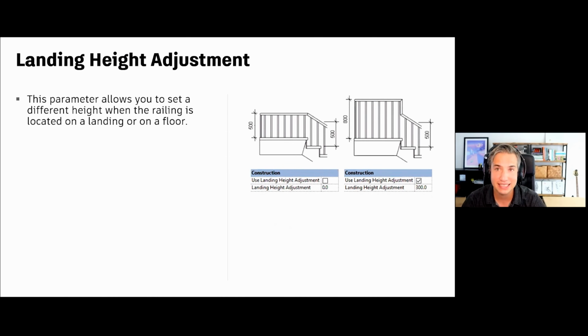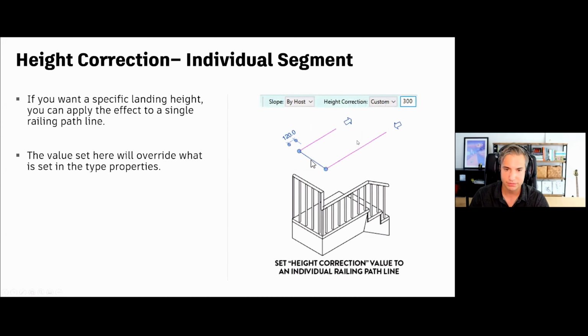Let's talk about the landing height adjustment. On the image on the left, there is no landing height adjustment. You can see the railing height is the same on the stairs and on the landing, 500 millimeters in this case. On the image on the right, on the stairs, the railing is 500 millimeters height. But on landing, since we've activated the landing height adjustment and we've set an offset value of 300, you can see the height of the railing is taller, goes all the way up to 800. That's because of this feature we've activated.